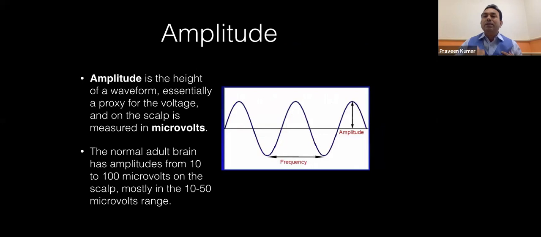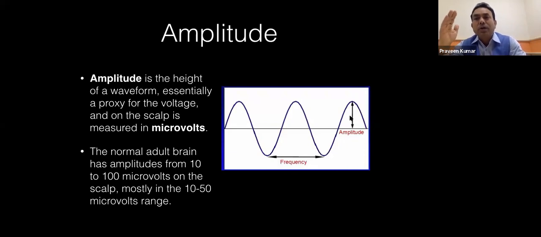Second, what we see is the amplitude of the wave. That means how high is the wave. Normally you find that the wave amplitudes are between 10 to 50 microvolts in the human brain. You measure from the base to the peak of a wave, and all the EEG machines now have an amplitude measurement indicator by which you can measure the amplitudes.